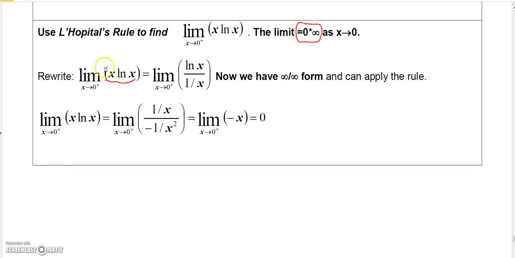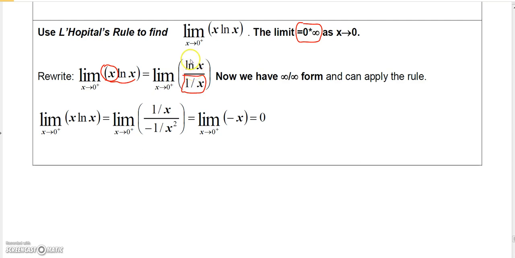So now what I can do here, something similar to the previous video, is move this x to the denominator, and that way I can write it as 1 over x. And now if I let x go to 0, then the natural log of x still goes to infinity, and 1 over 0 goes to infinity. And so I have the form infinity over infinity, so I can apply L'Hopital's rule now.